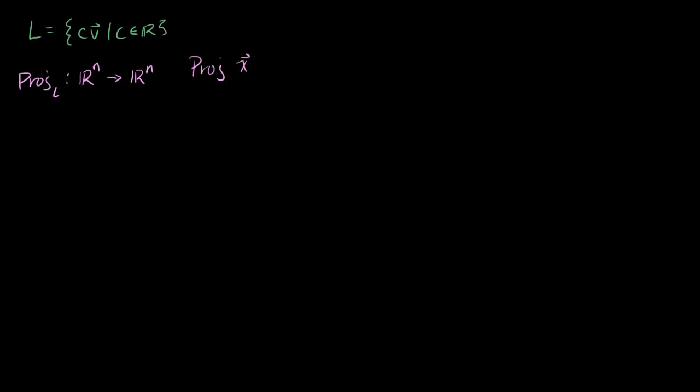of x onto L was equal to the dot product of x with this defining vector, x dot this defining vector, divided by that defining vector dotted with itself. All of that times the defining vector of the line. This was our definition. Now, a couple of things might have popped out at you right when we first saw this.